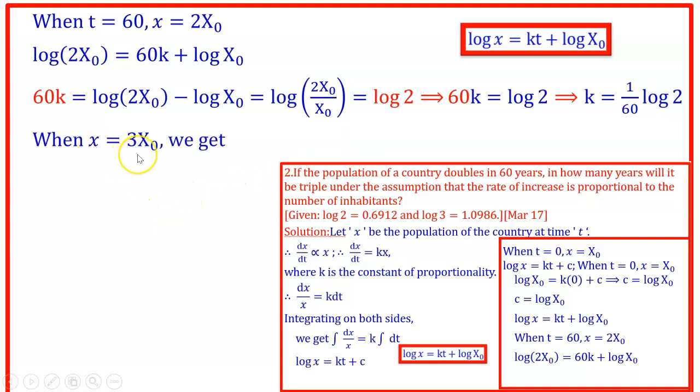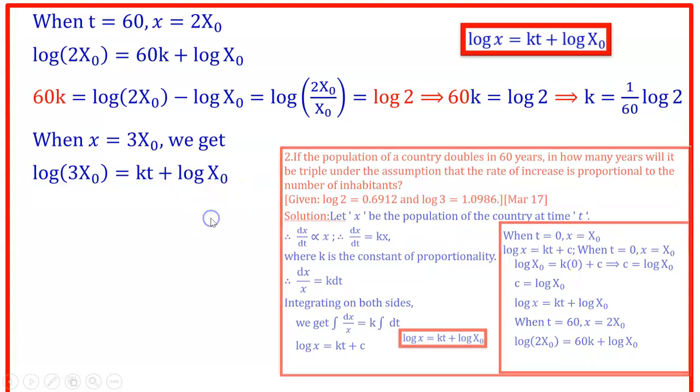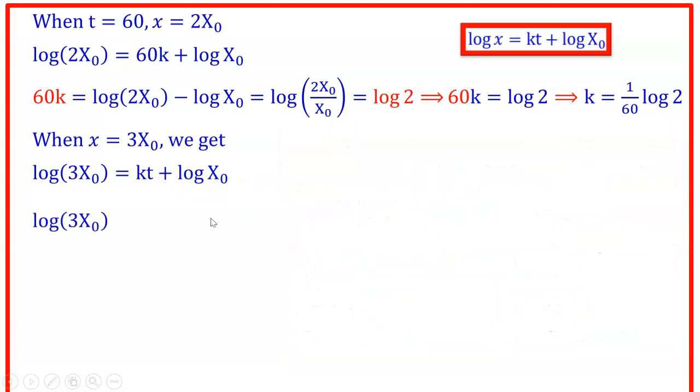When x = 3x0, that is, what is the question? In how many years will it be triple? Therefore, we will write x = 3x0. Then we get log(3x0) = kt + log x0, where we have the value of k as (1/60) log 2. Now substitute the values.